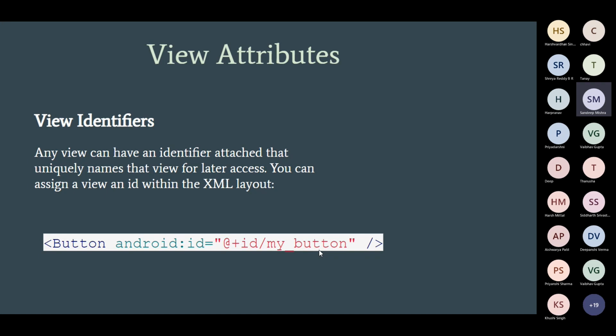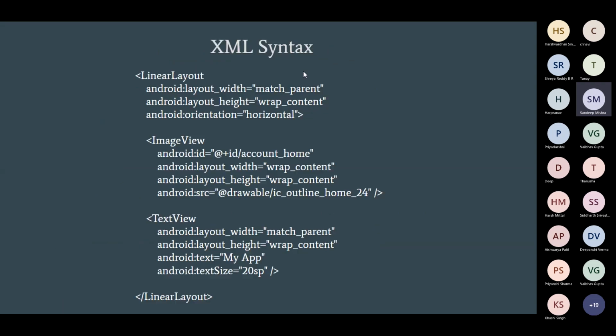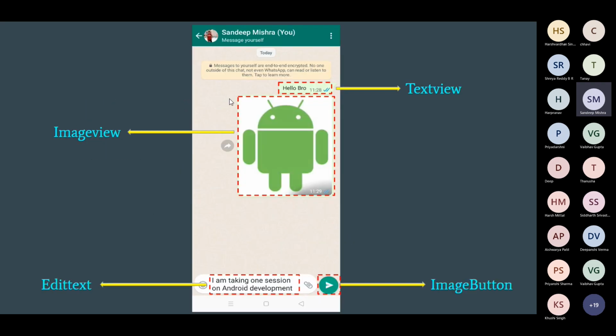As of now, just remember there is a feature called Android ID. After that, I am explaining two features called height and width. As I've already mentioned, there are attributes called android:layout_width and android:layout_height. What they actually do is define the height and width which our view should have.